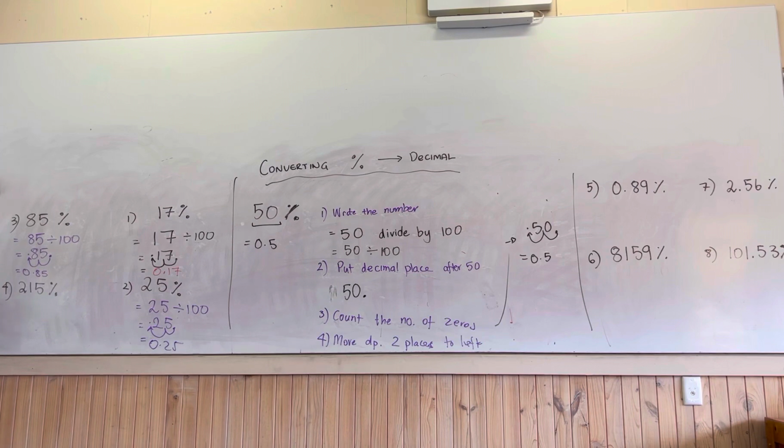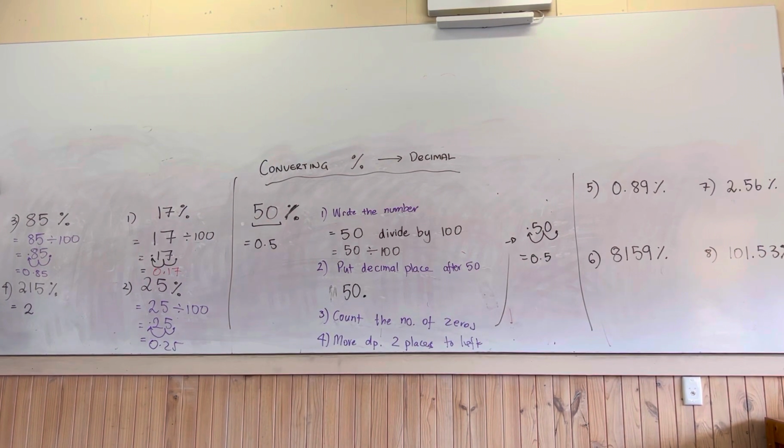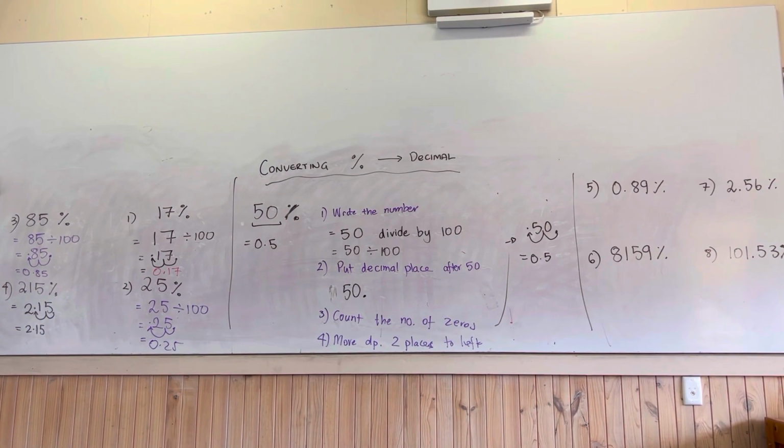Okay. And now, Angelina, how do we go about this question? 215%. Because it's at 100, there's 2 zeros, and you go left 2 times. What's the number that I have to write? 215. And then what do I do? You have to go left 2 times. So where's the decimal place? Between 2 and 1. So the new decimal place is going to go there. And what does that equal to? 2.15.